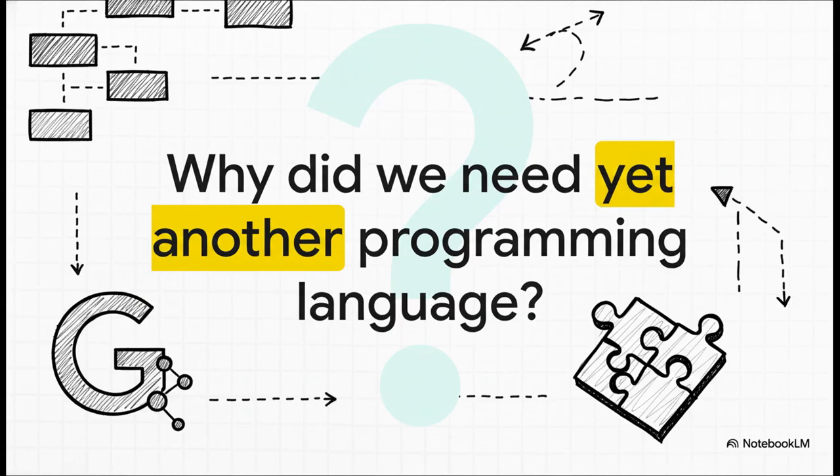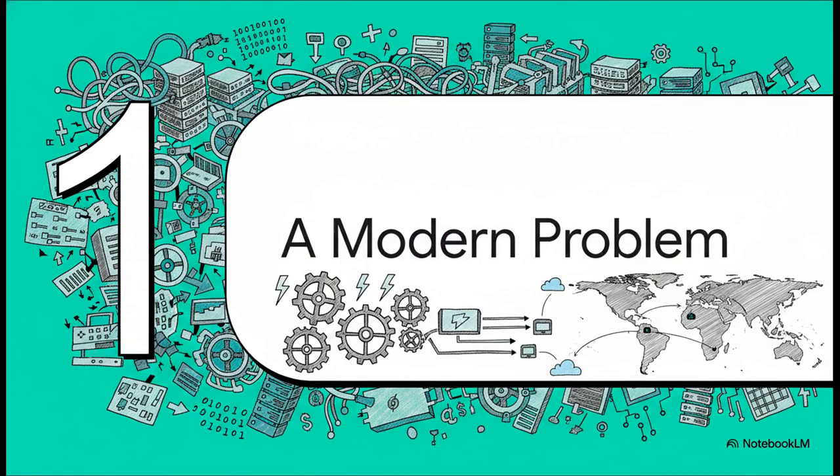I mean, there are literally hundreds of programming languages out there, so why on earth would a company like Google go through all the trouble of making a brand new one? What was the problem they were trying to solve? Let's get into it. The story of Go really starts with a problem that came from progress. As our computers and all the cloud infrastructure got ridiculously powerful, the tools we were using to write software, well, they started to creak under the strain.